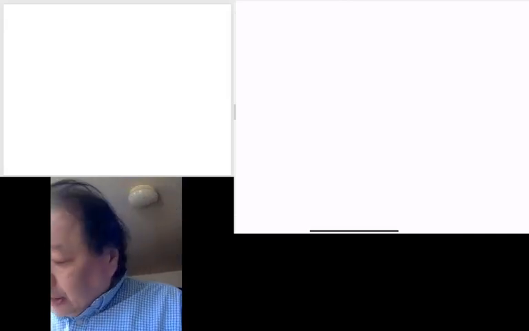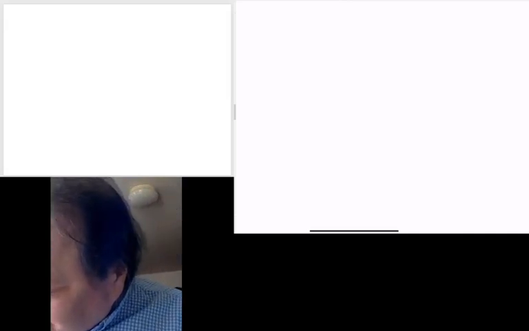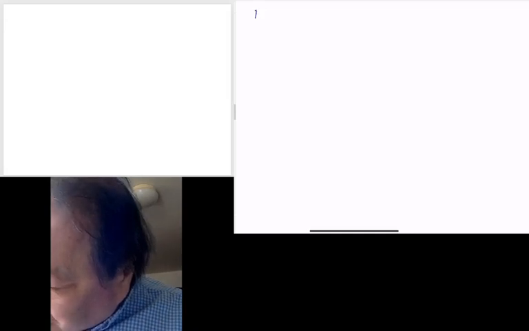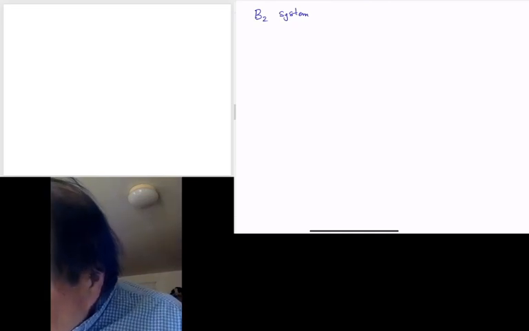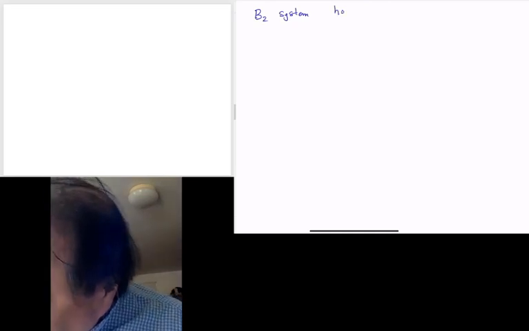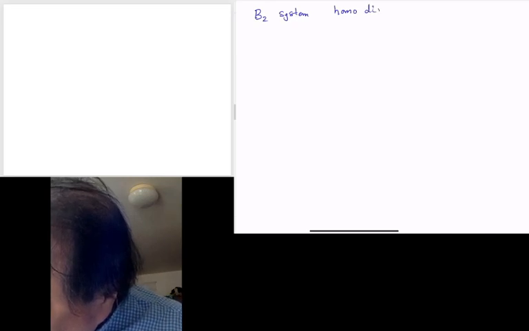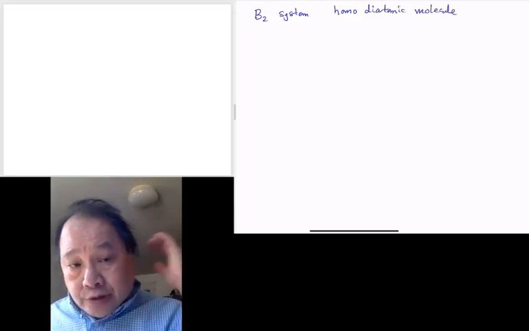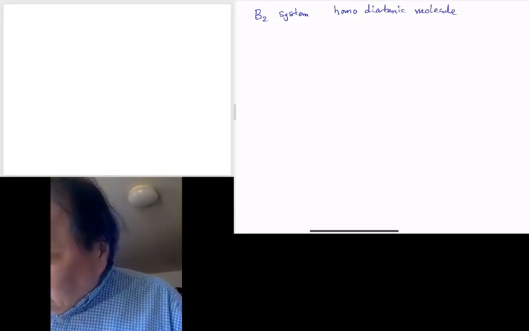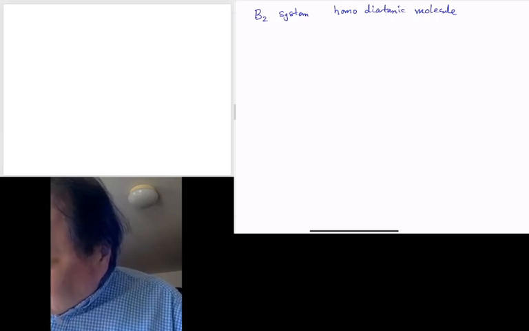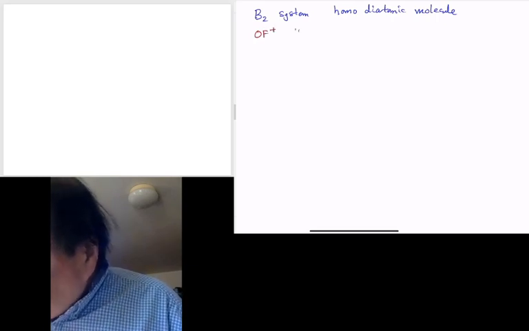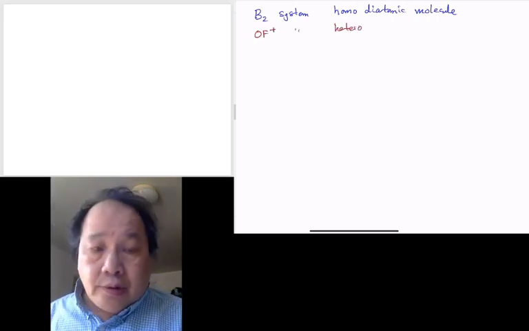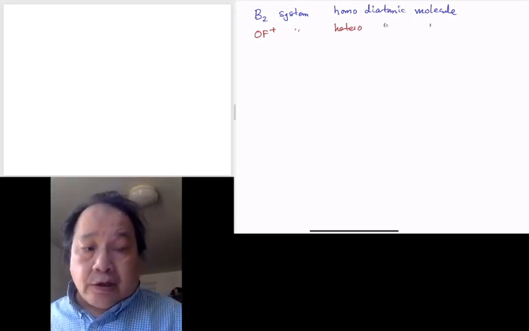In this clip, we're going to look at the B2 system. And we're actually going to learn a whole bunch of different things from looking at the B2 system. First, B2 is an example of a homodiatomic molecule. That's to say, the two atoms in the diatomic molecule are the same. They're homo. And it will be a springboard then in the next clip for OF+, which is a heterodiatomic molecule. So it's the first objective of this clip.